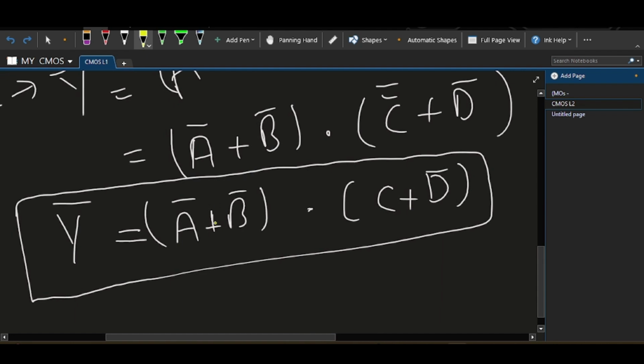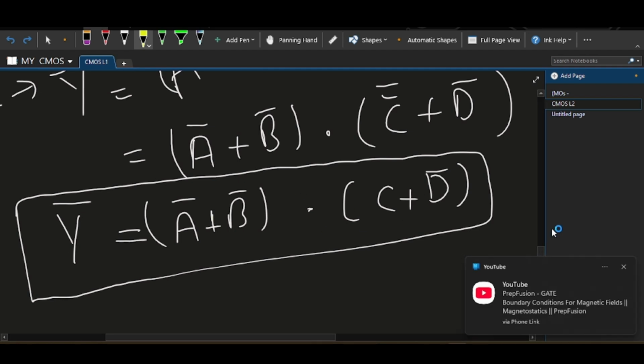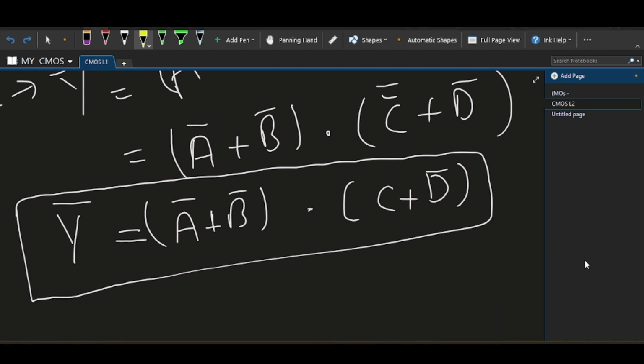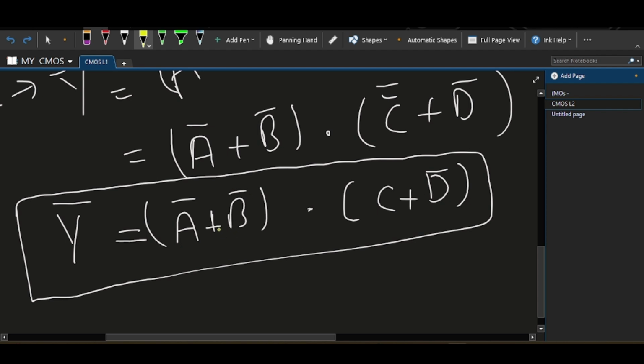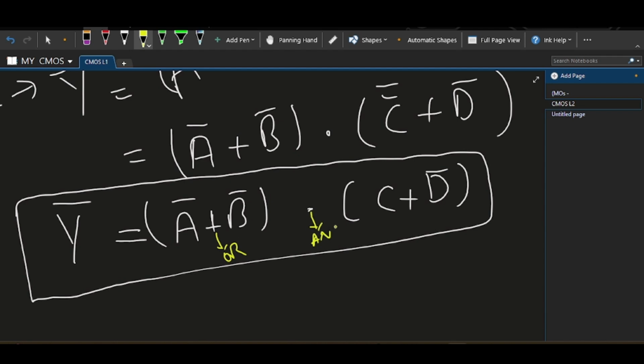In PMOS, this plus expression is there. So A bar plus B bar, the plus operation is there. Basically, what does the plus operation mean? It is an OR. And what does this dot mean? This is AND. This is OR. So these are some basic operations which need to be known. Okay, and how can we proceed further?